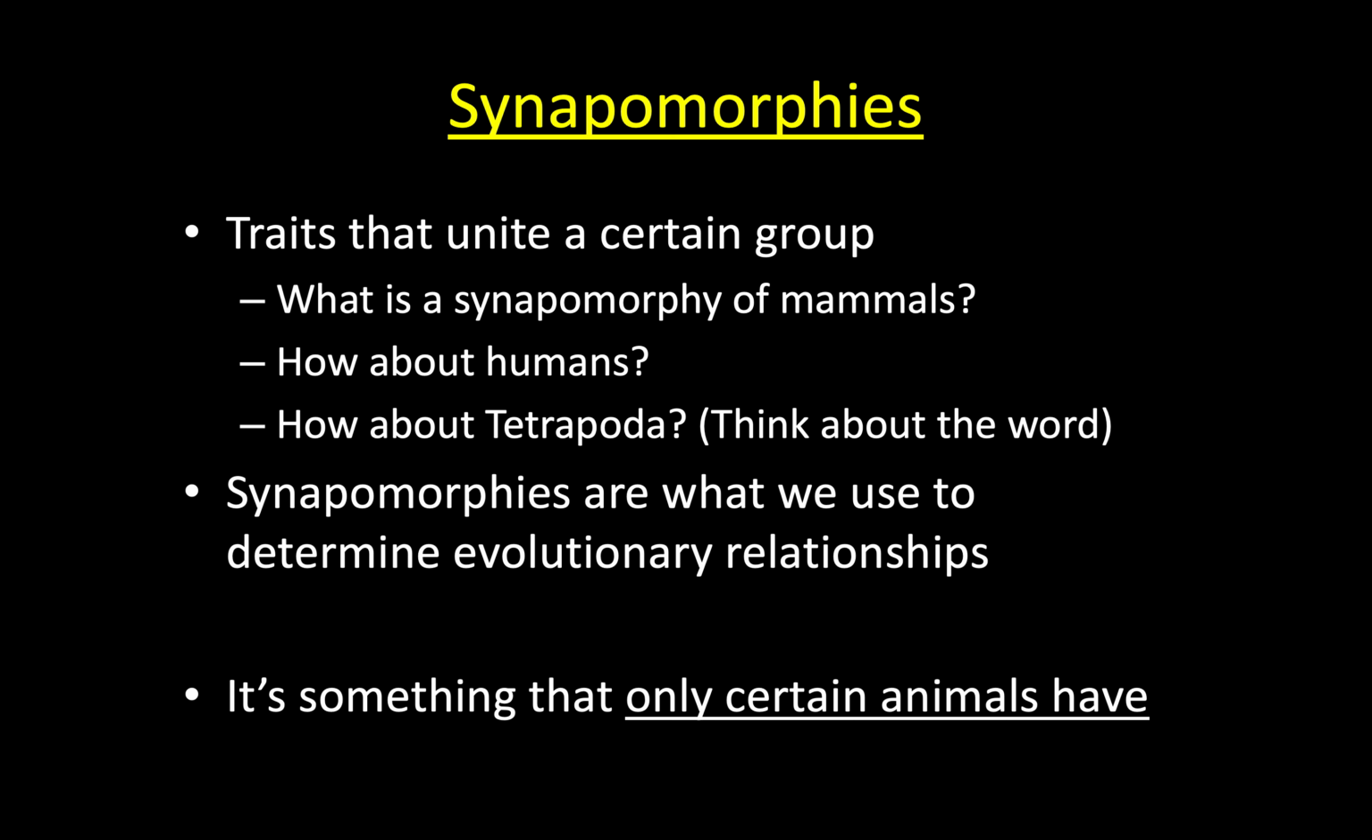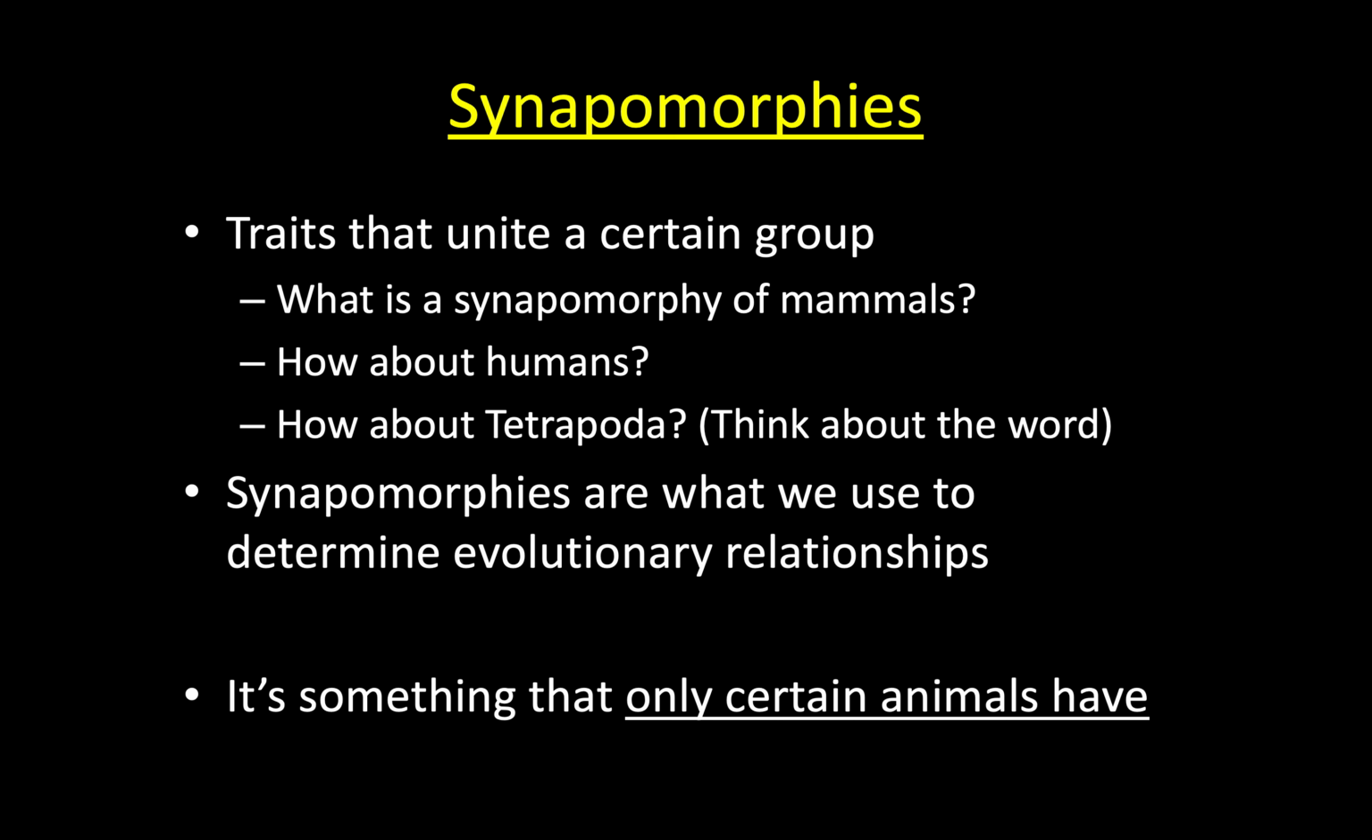It's right here on this slide. Synapomorphies. Syn, S-Y-N, means with or together. Morph means shape. So it literally means shapes that unite a group together. So what is a synapomorphy of mammals? Mammals have a couple things in common. Mammals give live birth. Mammals produce milk. Mammals have fur. All right?